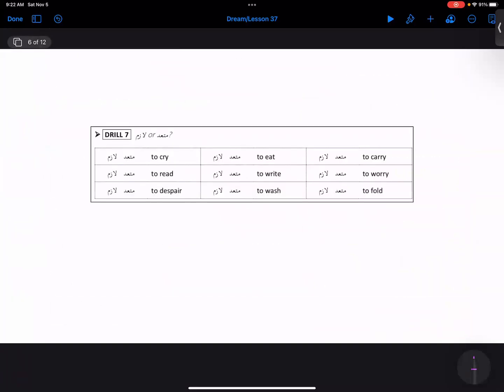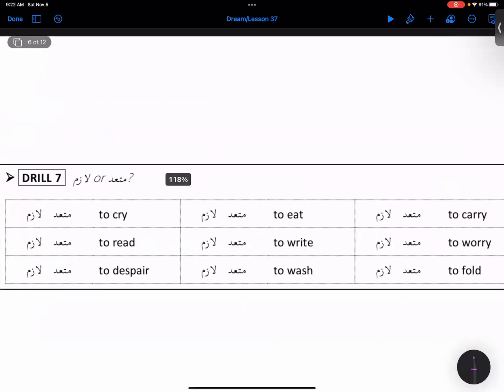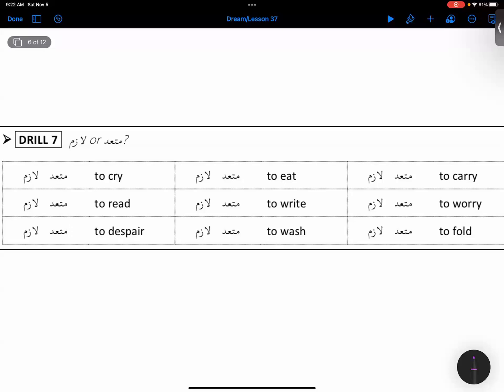Now we have some more here. To cry. That's lazim. He cries something, someone doesn't make sense, right? So lazim. To read. Muta'addi. Then we have shadda here. Muta'addi. We can just write without ya or with ya. Both are fine. Okay, then we have to despair. That's lazim. To despair something or someone doesn't make sense, right? So this is lazim.